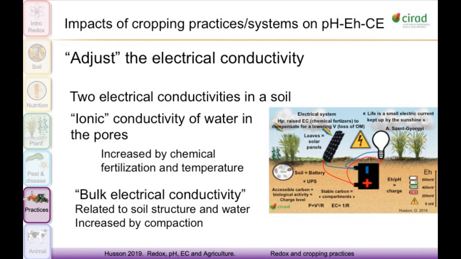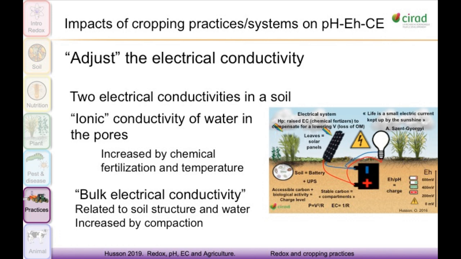I think the sprayer can probably explain the high variability in the results. Sometimes it works, sometimes it does not work. I think one of the reasons is this, and you never get the information. See, if you don't have this redox perspective, you just don't know what you think about this. Okay, so we adjust the electrical conductivity, but there are two in the soil.